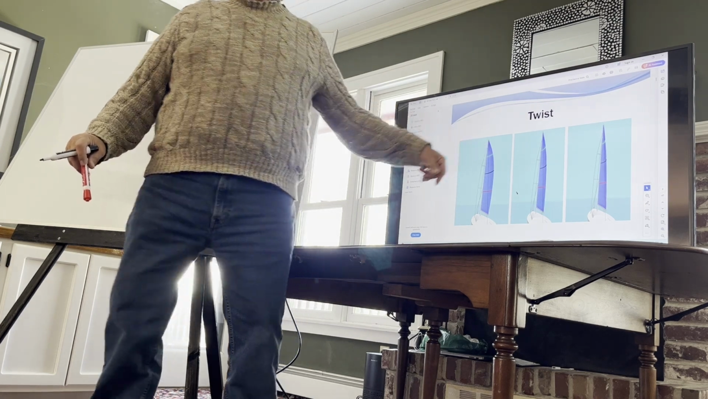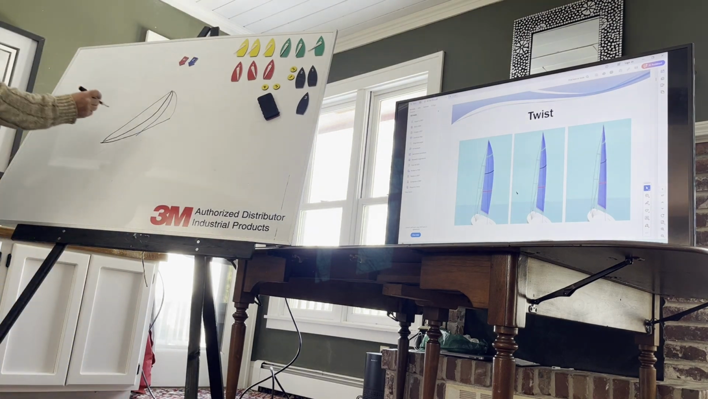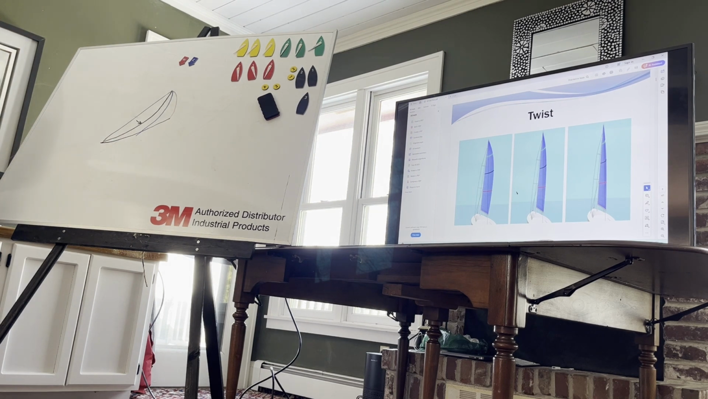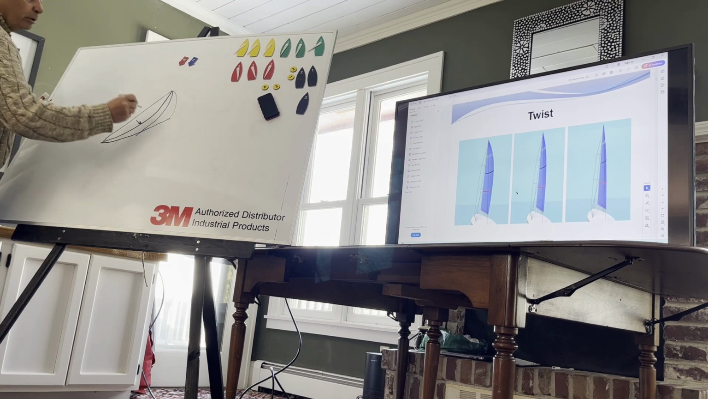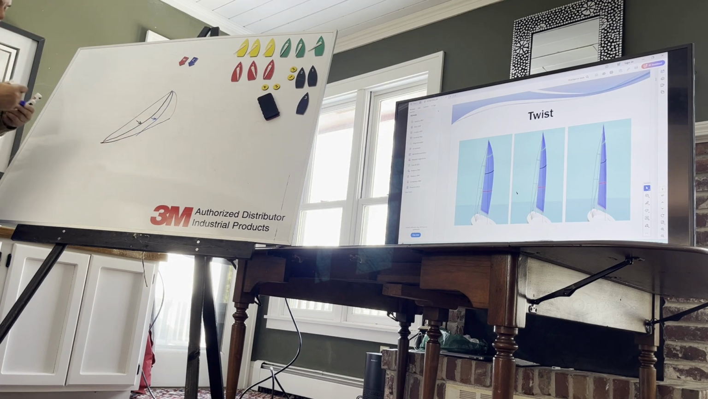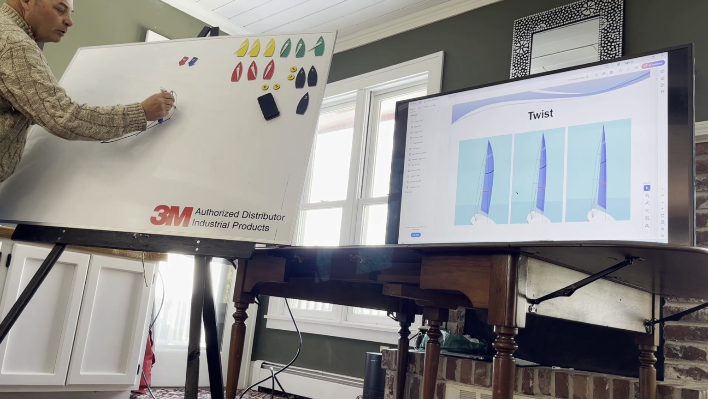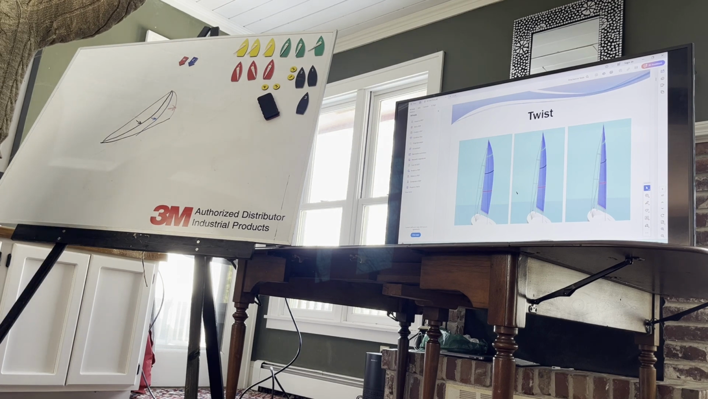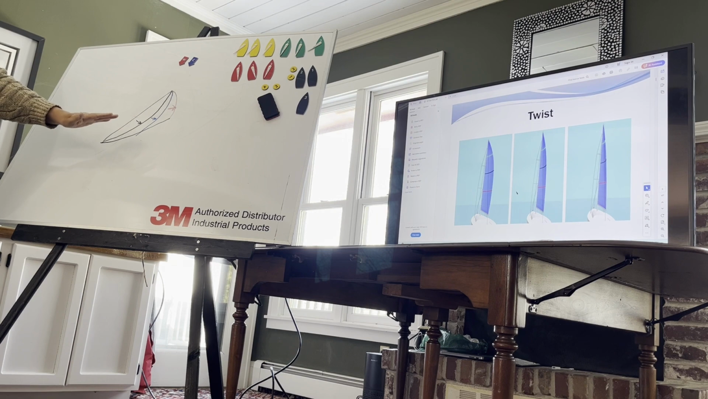That's twist. So here, at the bottom of the sail, it's pushing this way. At the middle of the sail, it's pushing this way. And at the top, it's pushing this way. So what's happening is as we twist the sail, the top of the sail is pushing the boat forward more than the bottom of the sail. That makes sense? I know it's a 3D problem. It's a little tricky to grasp sometimes.